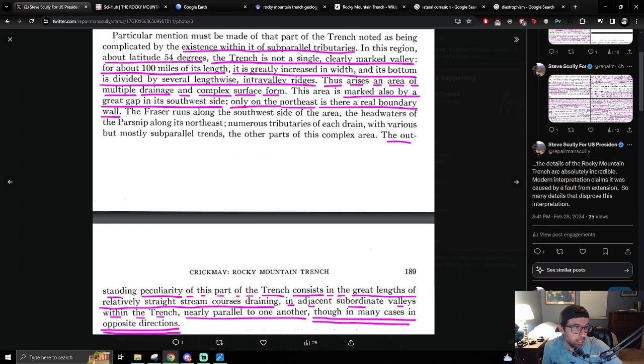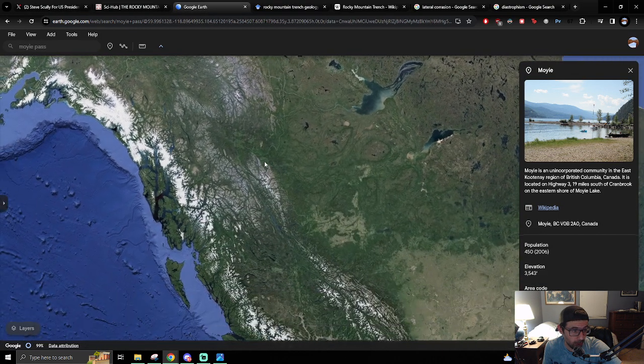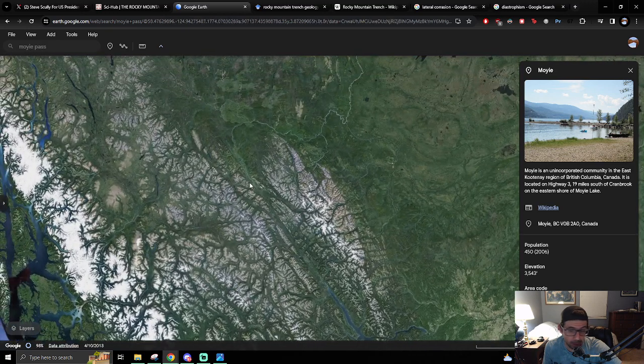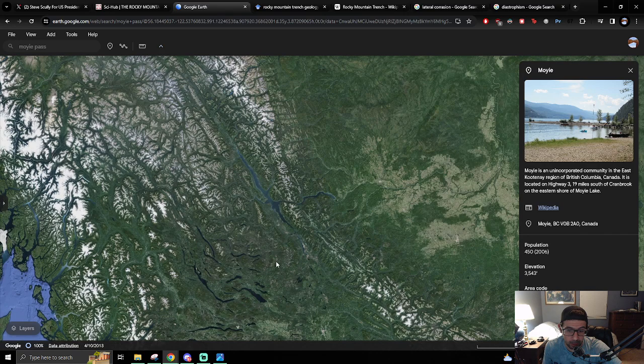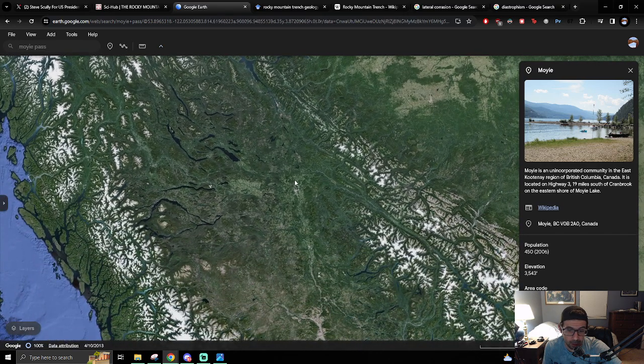Existence within it of subparallel tributaries, about latitude 54 degrees. The trench is not a single clearly marked valley. For about 100 miles of its length, it is greatly increased in width, and its bottom is divided by several lengthwise intra-valley ridges. So 54 degrees, I believe is around here, or no, 54, oh yeah, here.